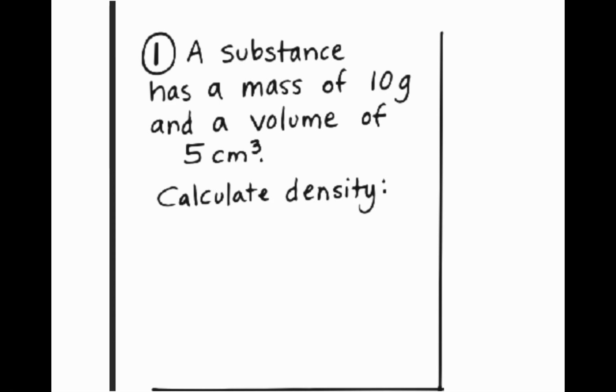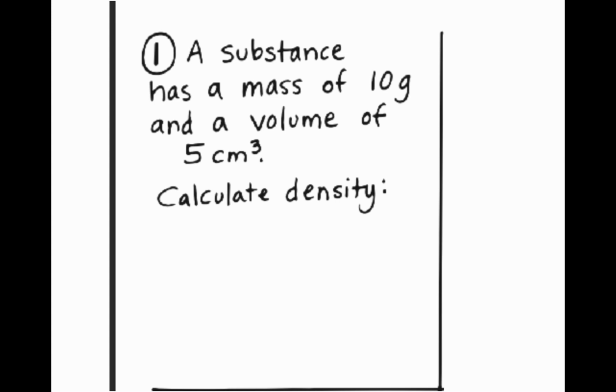All right, so question number 1 says a substance has a mass of 10 grams and a volume of 5 centimeters cubed. Now remember, the centimeters cubed is from the length times the width times the height. And that's how we get a cubed centimeter. That's where we get the 3 from. All right, so we need to know what the density is. And so remember what our math problem is. Density is mass divided by volume.